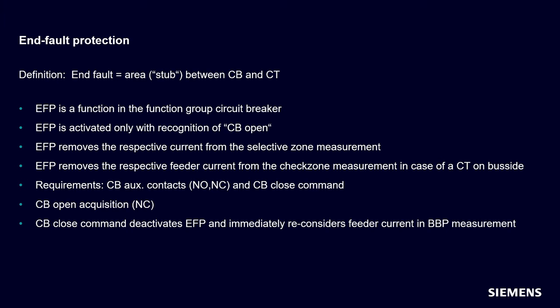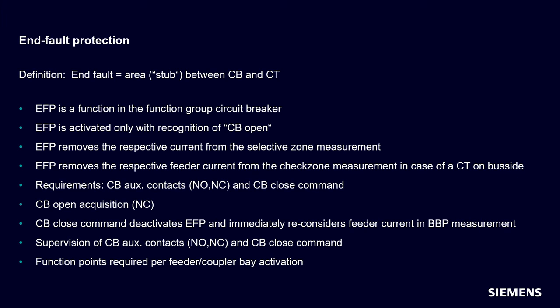It is important to wire the circuit breaker close command, which deactivates the end-fault protection, so that the feeder current is considered in the busbar protection. I will come to that point later. If you have the normally closed contact and the normally open contact available, the supervision of the auxiliary contacts is possible.